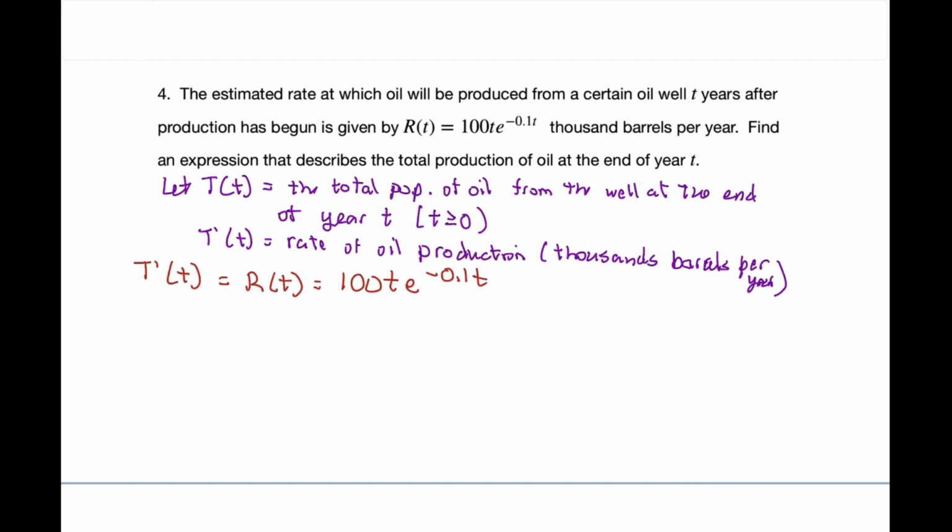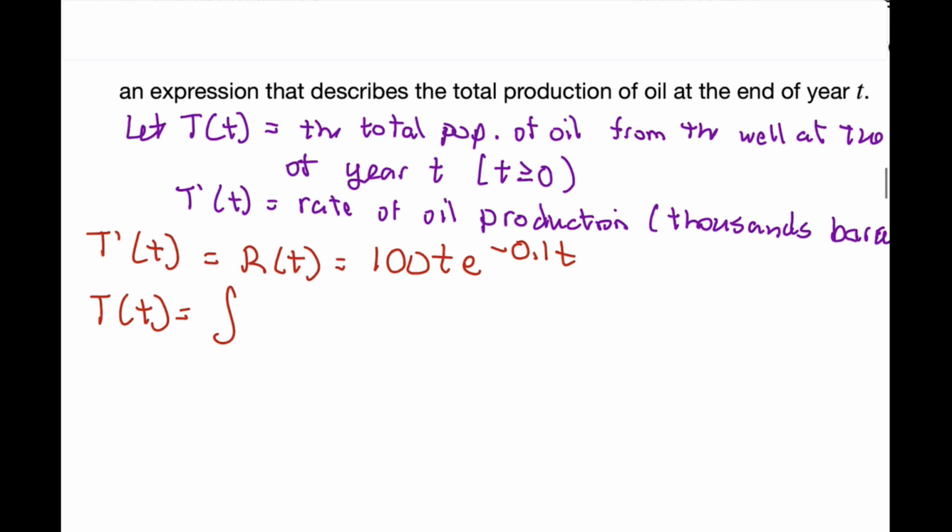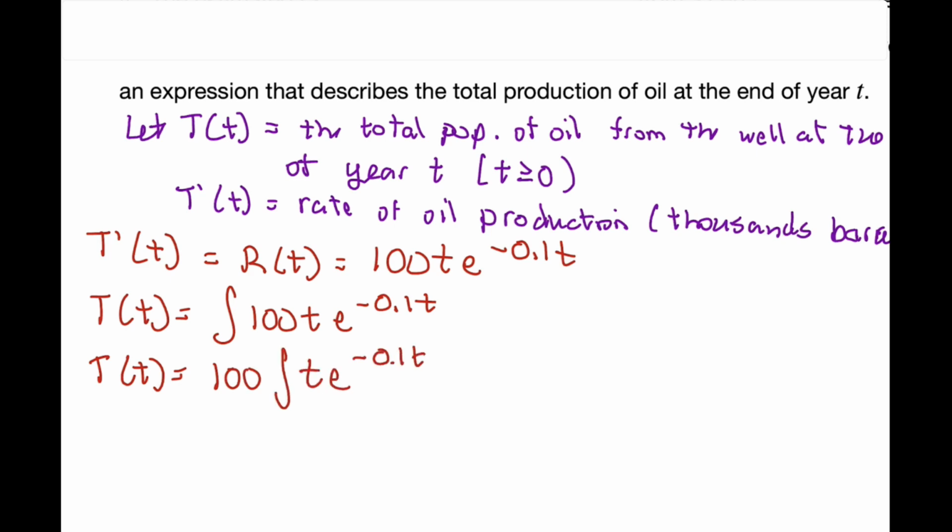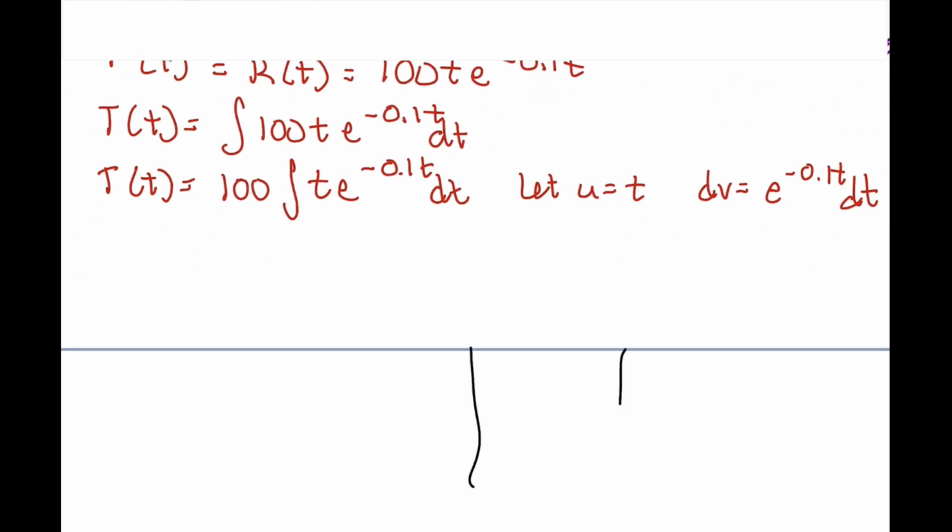But I don't want T'(t), I want T(t). So that means I need to find the integral of R(t), or the integral of 100te^(-0.1t). So let's factor out the 100, and I end up with te^(-0.1t). That's a product. I have two terms. I'm going to let my u be the polynomial t, and my dv be my exponential function. We'll do this with the tabular method.